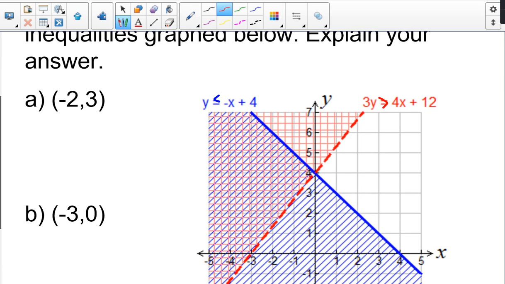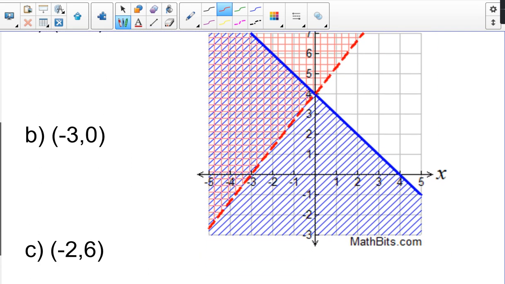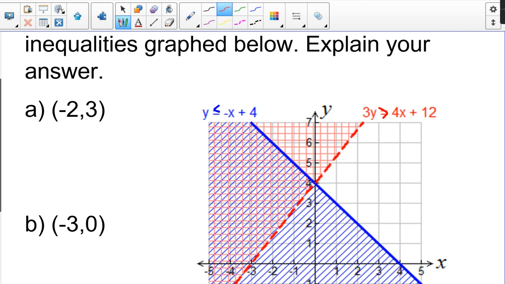I use (-2, 3), (-3, 0), and (-2, 6) because these 3 points represent different things on this graph. So first we have (-2, 3). Okay, (-2, 3) is the point right over here. Is (-2, 3) a solution to the system?